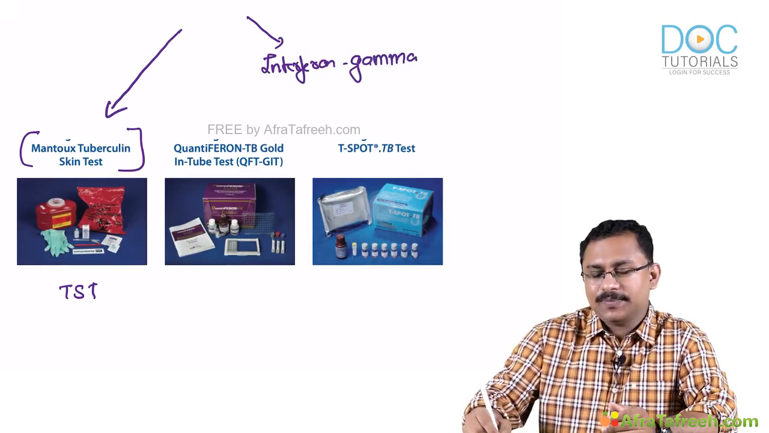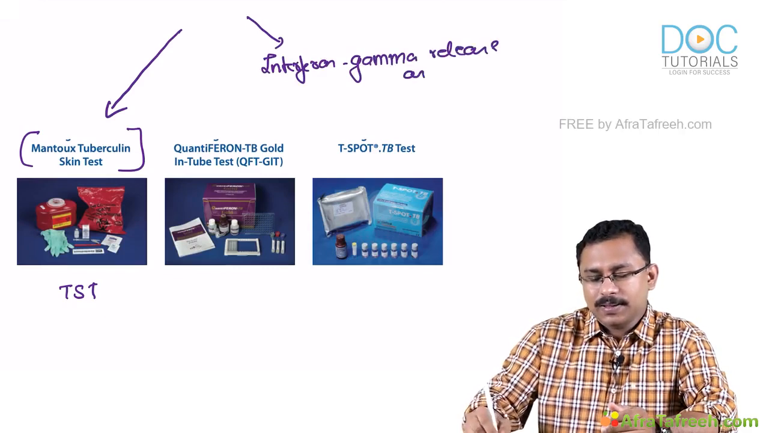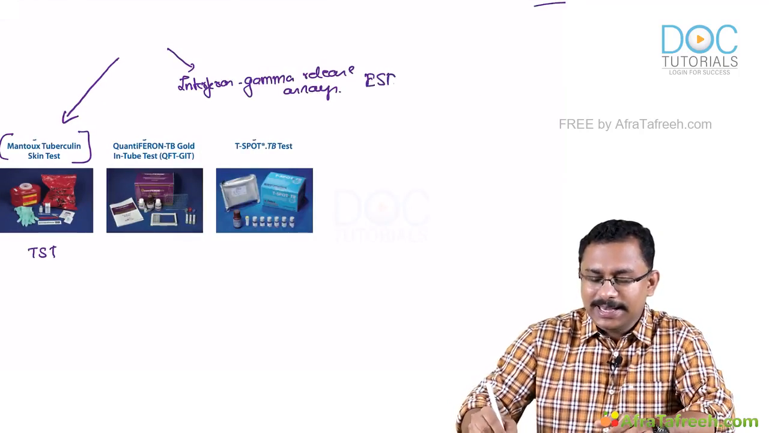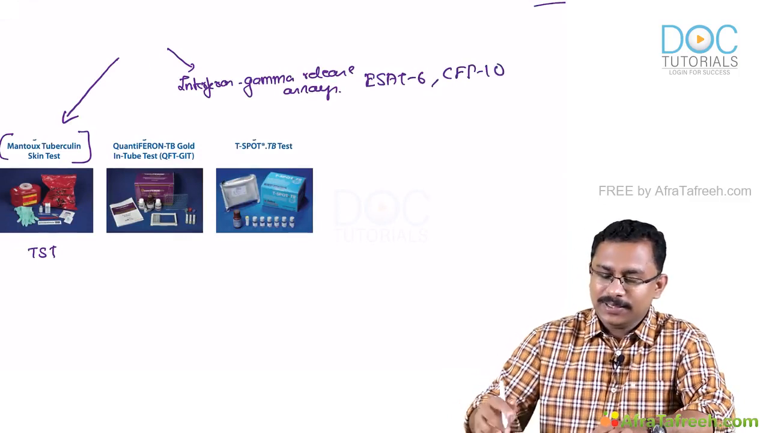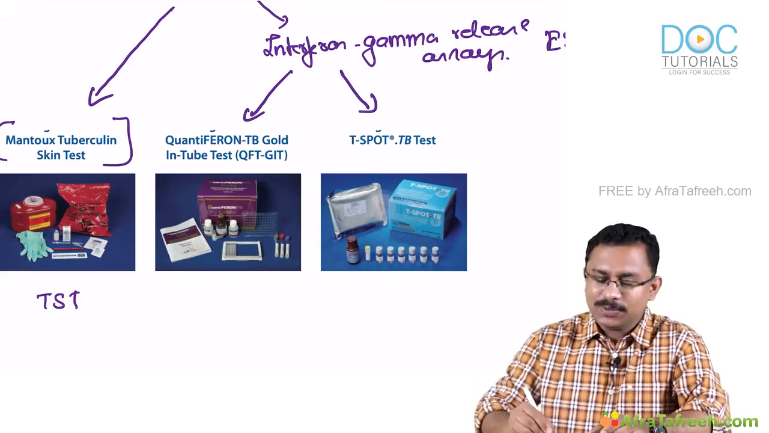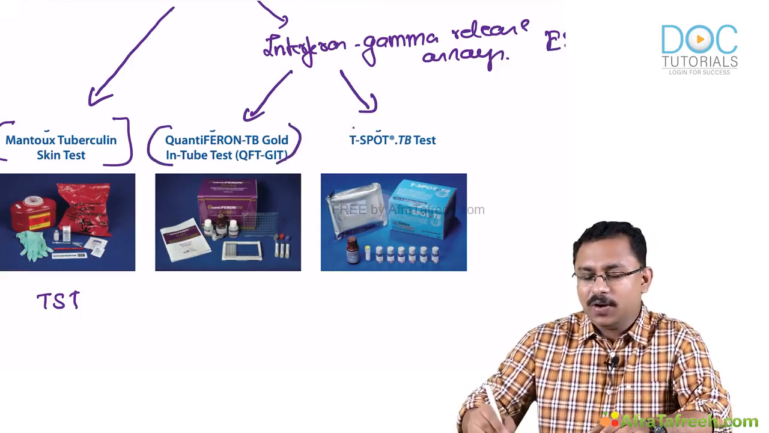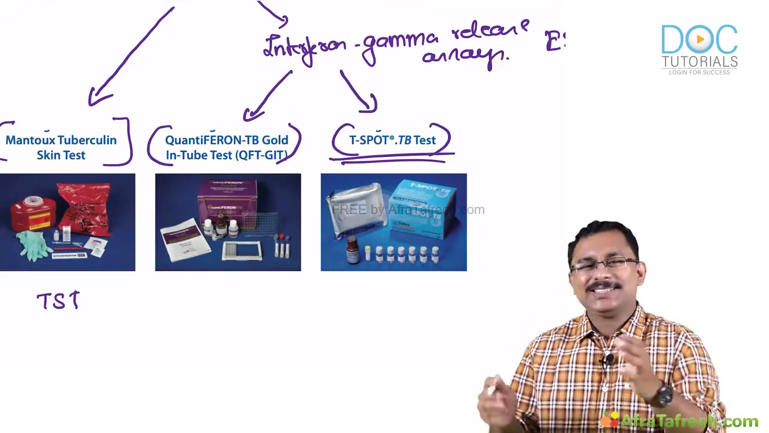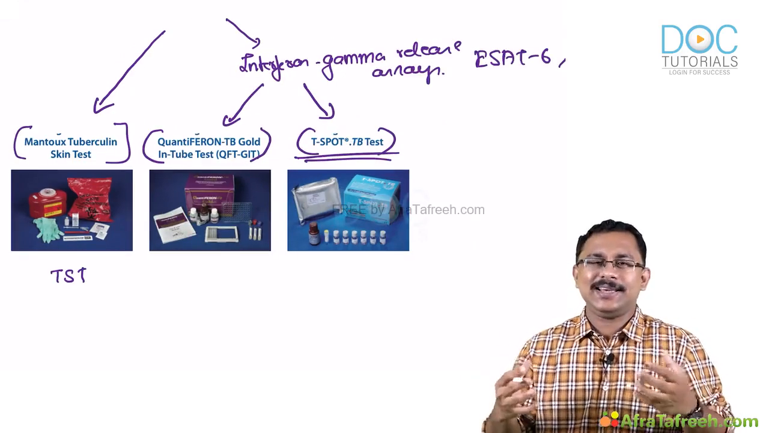release assays, which are based on the antigens, that is your ESAT6 and CFP10. So there are two interferon gamma release tests. One is your Quantiferon TB Gold and other is your T-SPOT TB test. These are the tests which predominantly detect an infection.